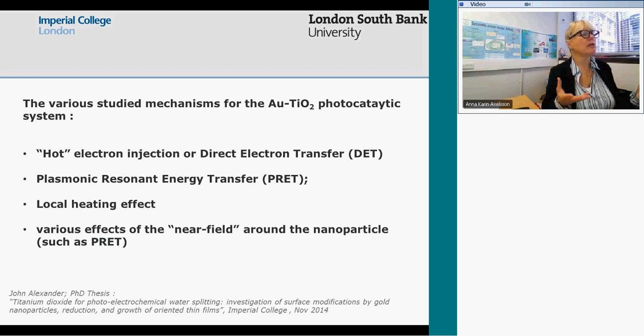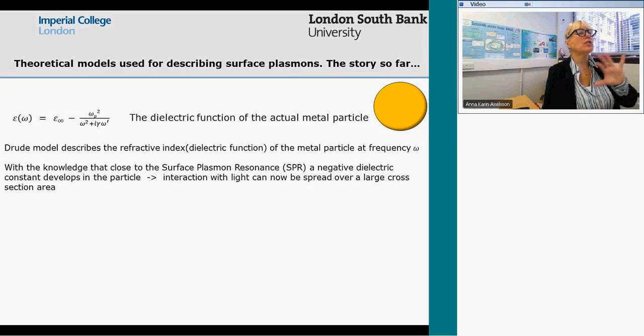And the different mechanisms we studied were typical hot electron injection or direct electron transfer, which is electron transfer from the gold particle into titanium, or plasmonic resonant energy transfer, which is the energy transfer between the gold and the titanium, or the hot spot heat effect, which is the temperature difference caused by the near field. We used different models to describe what we saw experimentally.